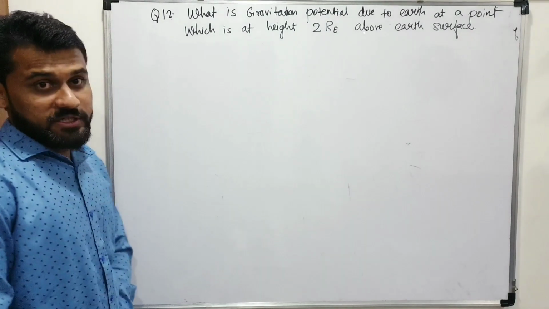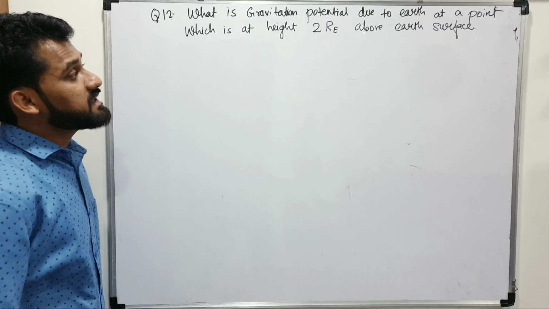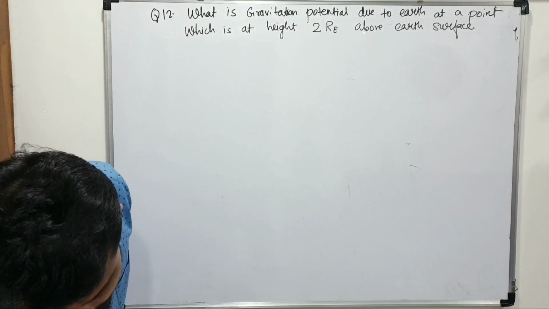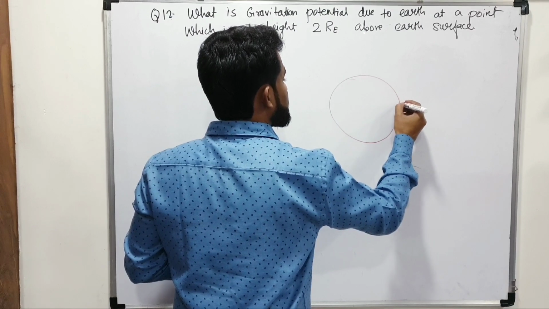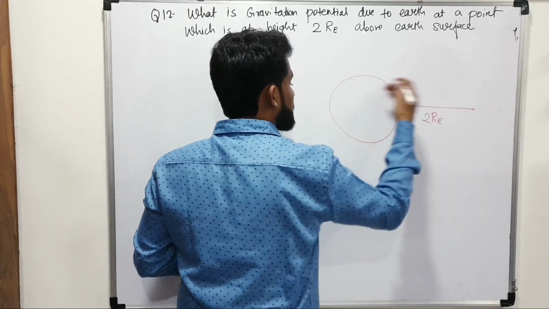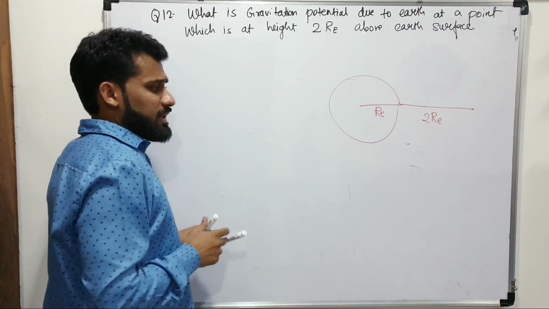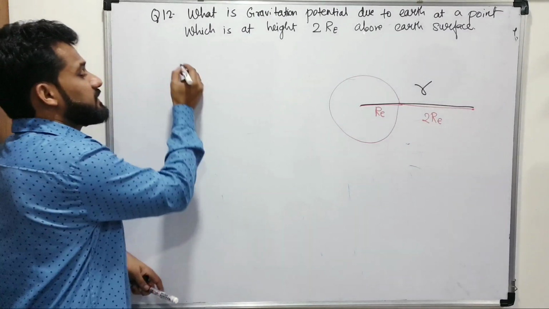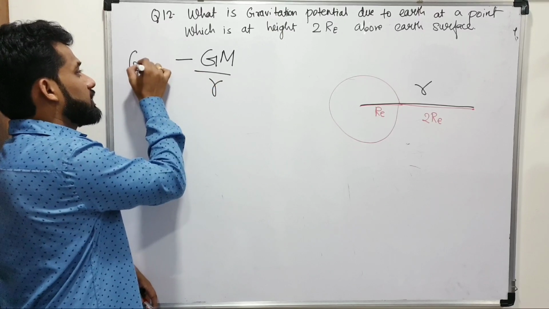Last question is question number 12. What is the gravitational potential due to Earth at a point which is at height 2 RE above the Earth's surface? RE is the radius of Earth. See, the question is, what is gravitational potential at height 2 RE from Earth's surface? So from center the distance will be 3 RE. And we know that gravitational potential because of Earth at distance r from the center is given by minus GM by r. This is the formula of gravitational potential.